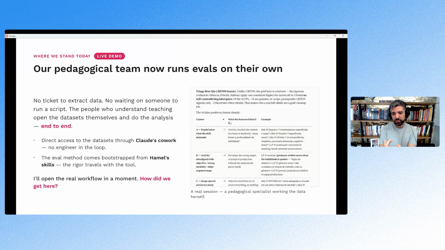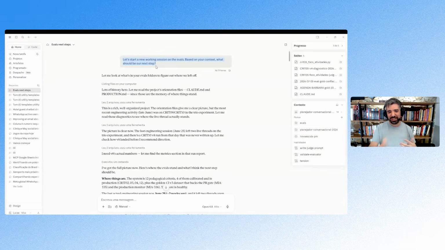So I wanted to open my Claude Cowork and show a little bit of a session that I prepared yesterday to give an example of what we've been doing. Here, let's say I'm from our pedagogical team and I start saying, okay, let's keep working on evals based on your context. What should be our next step? I'm using it like this because it is pointing to my system file where I have all my evals history and my CLAUDE.md saying where I am and all the memory that I need.